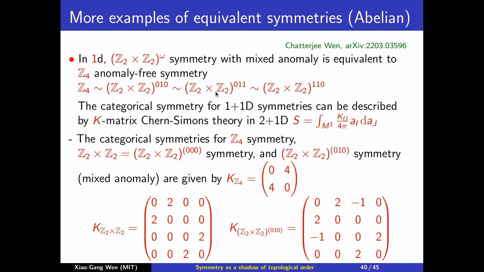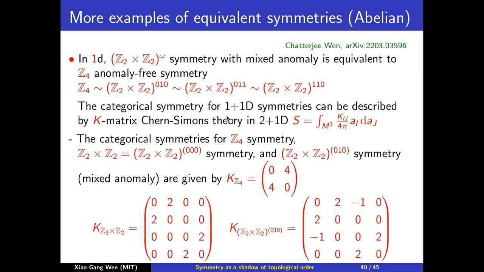Then the claim is that these three anomalous Z2 symmetries are equivalent. And this is easy to understand because Z2 cross Z2 depends on which direction. You can call a combination of two Z2s a third Z2. So there's a choice of basis. I think this relation can be understood from the choice of basis of what is the first Z2 and what's the second Z2. But a little non-trivial thing is that the Z4 is actually equivalent to this. The Z4 symmetry is equivalent to the Z2 cross Z2 symmetry with a mixed anomaly in one dimension.